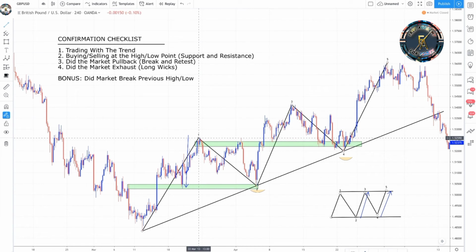We can see that this pullback started to create a little bit of a downtrend. It came down. From here it came up. From here it came down. From here it came up. And then it came back down. Once it came back down to this trend line area, this would be the most ideal location to buy inside of the market.